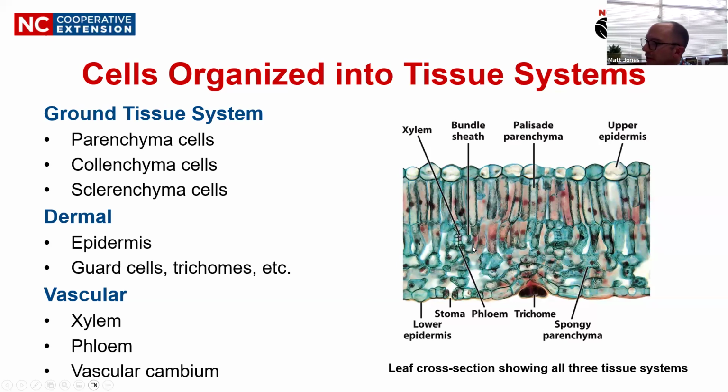Let's see, yeah, right here. So here's a vein coming through the leaf. So that would include vascular tissue like xylem and phloem.